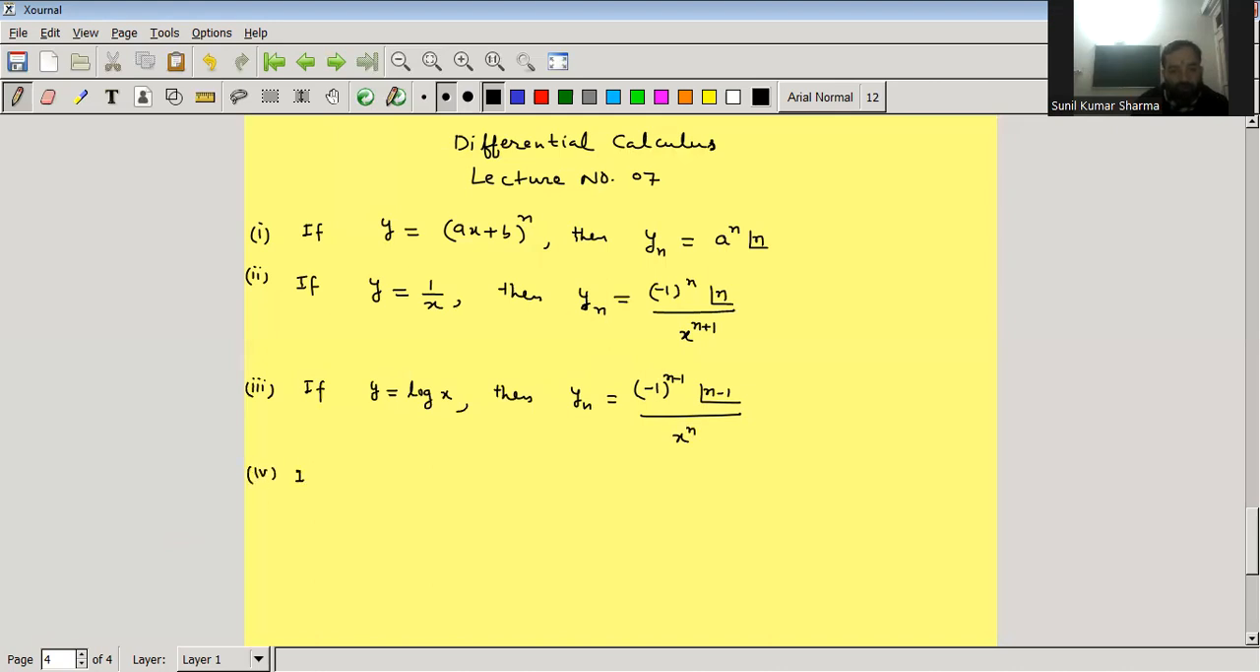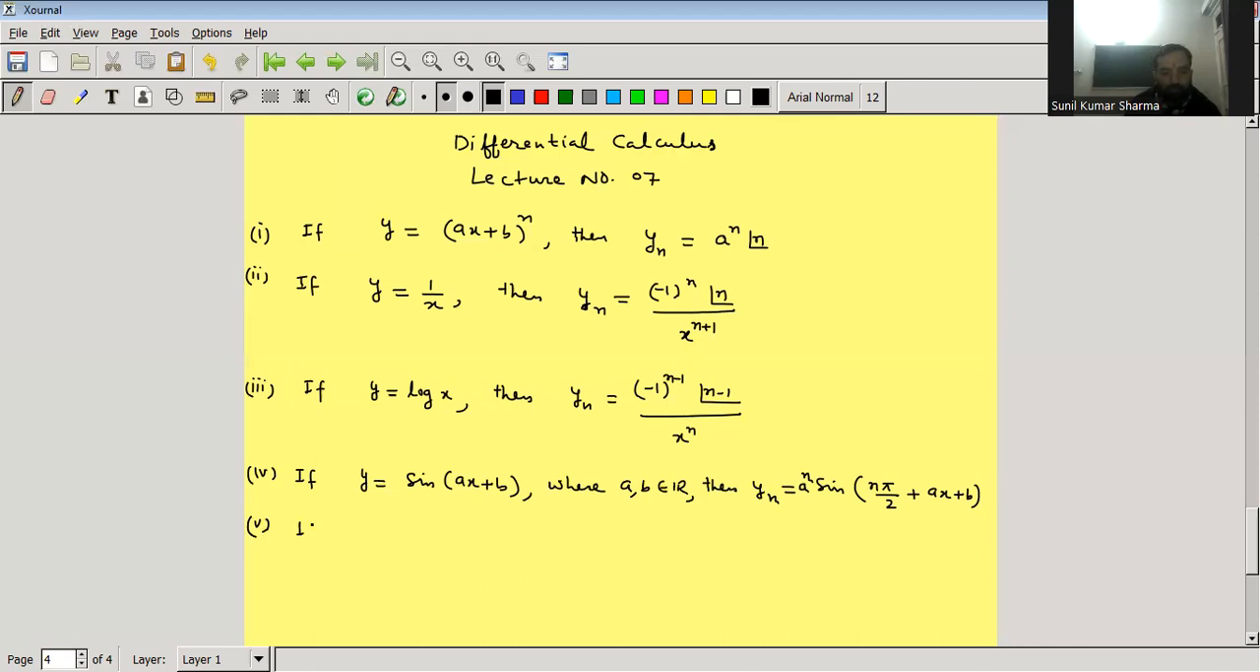Fourth, if y is equal to sine of ax plus b, where a and b belong to R, then yn, the nth derivative of this function, is a to the power n into sine of n pi by 2 plus ax plus b.